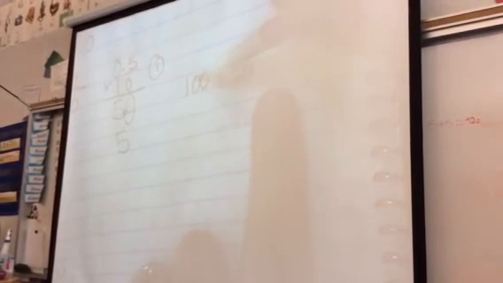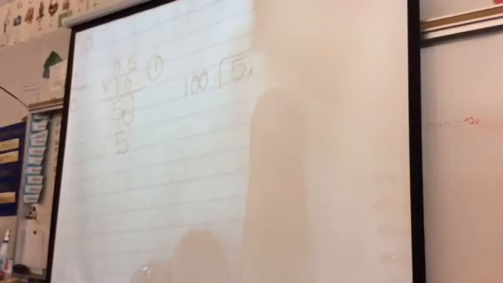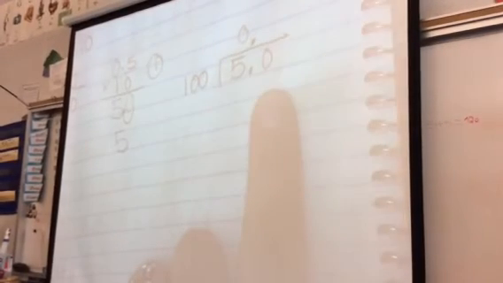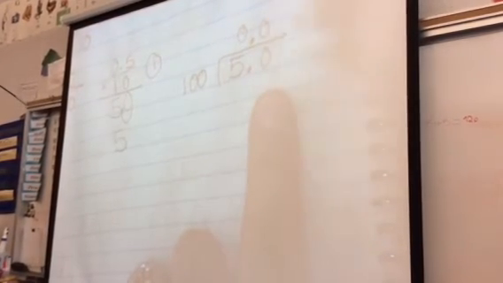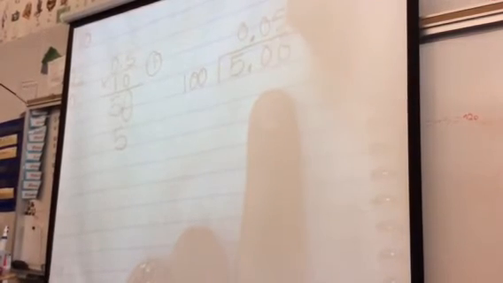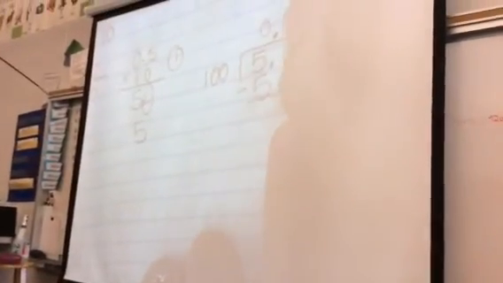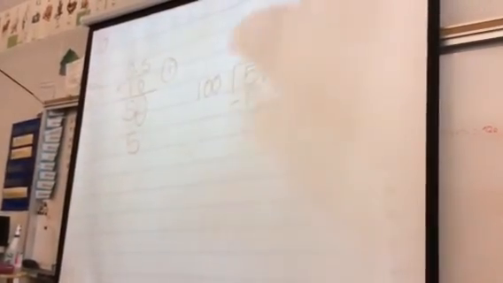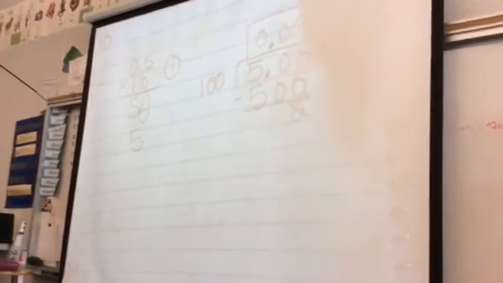Now I'm going to ask myself, how many times can 100 go into 5? 0. How many times can 100 go into 50? 0. How many times can 100 go into 500? 5 whole times. 5 times 100 is 500. Okay. And so my answer here is 0.05.